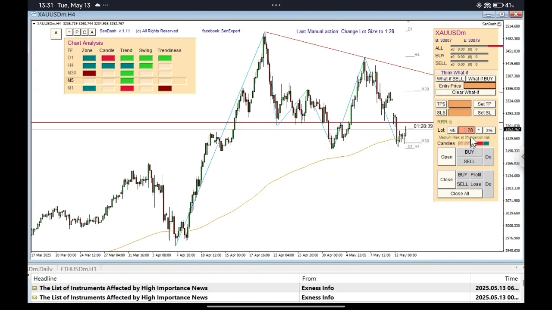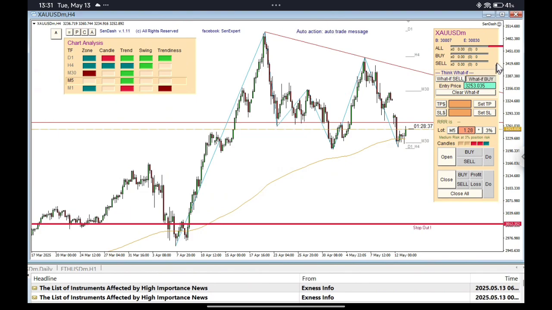So if we take buy here, the stop out price will be here. That means if I enter a buy position here, the port will be 0 if the price went down to here, which is very unlikely to happen. So I'm okay with this kind of risk. So let's open buy. Now this is the actual buy position at 1.28 lot size.